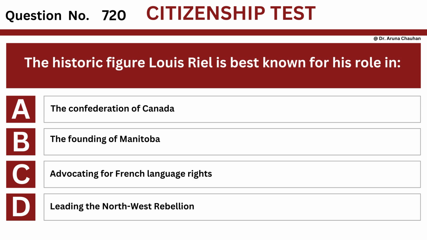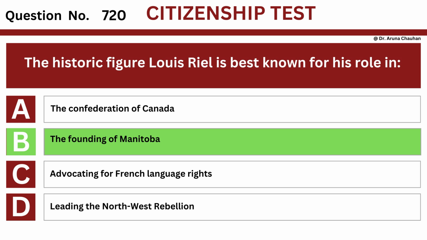Question number 720. Question: The historic figure Louis Riel is best known for his role in option A, the Confederation of Canada. Option B, the founding of Manitoba. Option C, advocating for French language rights. Option D, leading the Northwest Rebellion. The answer is option B, the founding of Manitoba.